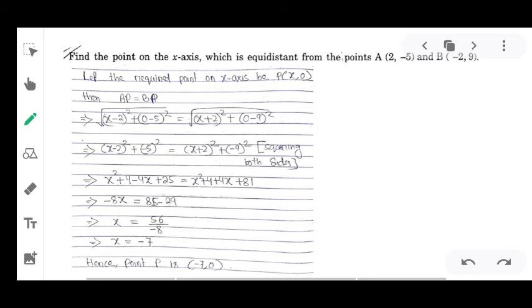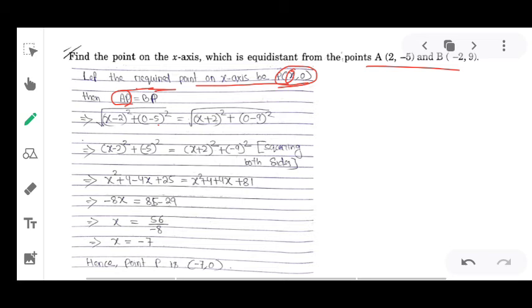Let the required point on x-axis be P (x, 0), because this point lies on x-axis. As I told you, if a point lies on x-axis only, then its y coordinate will be 0. That's why P (x, 0). Clear? Okay, now this point is equidistant from A and B, so that means AP equal to BP. Now find out the value of AP. That means P, the x coordinate of P, that is x, so (x minus 2) whole square, then (0 minus 5) whole square.